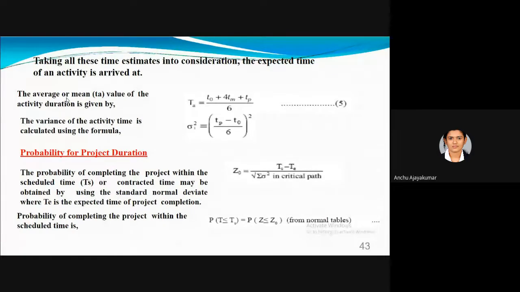So we are given the 3 time estimates and we have to calculate the expected duration of each activity in PERT. The equation is (T0 + 4Tm + Tp) / 6, and we have to calculate the variance and probability. Variance is ((Tp - T0) / 6) squared, and probability is (Ts - Te) divided by the square root of the sum of variances on the critical path. These equations are most important, and you can definitely expect 2 questions using this network and these equations.